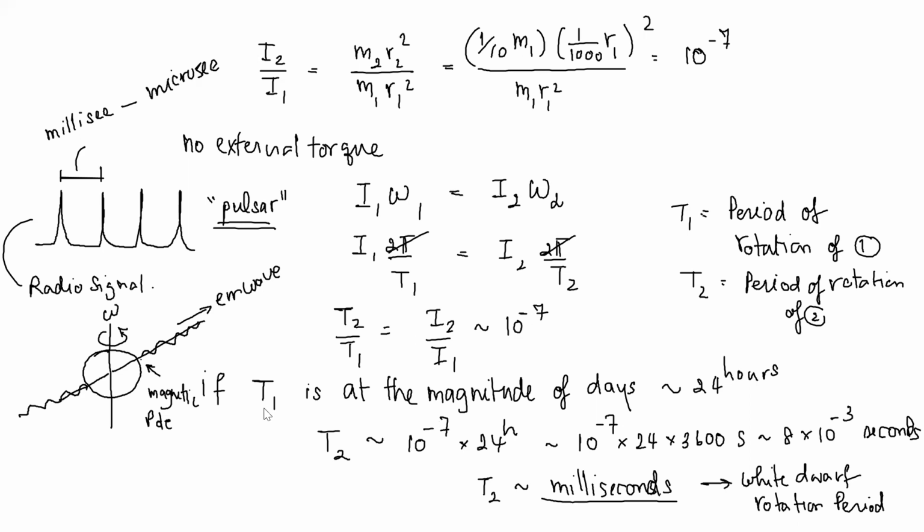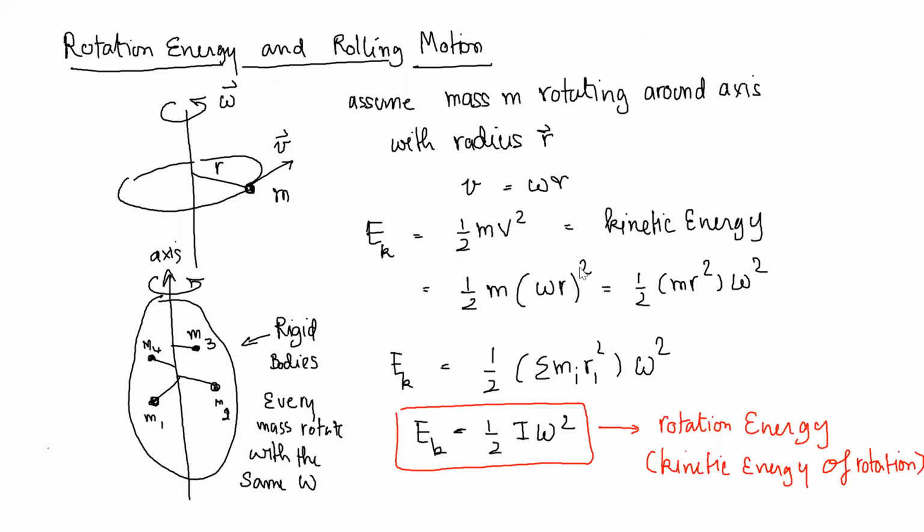So let's assume that T1 has a magnitude of 24 hours. It's the period in normal circumstances. But if it collapses down into a white dwarf, T2 is 10 to the minus 7 T1, which is roughly around 8 milliseconds. Okay, that is the white dwarf rotation period.